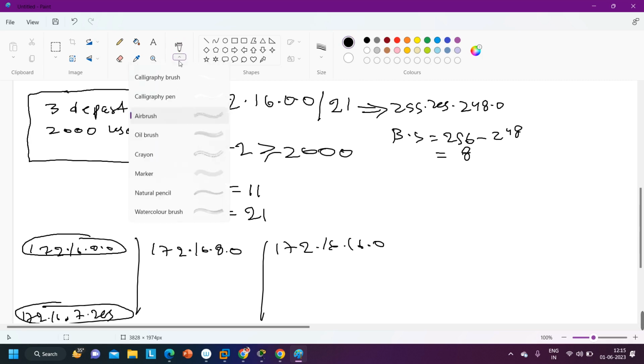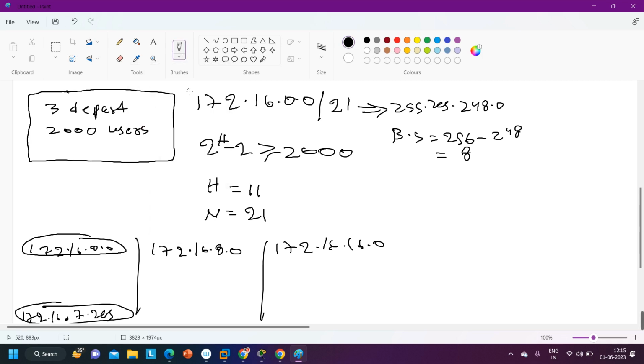The first is the network ID, the last one is the broadcast ID. All IP addresses in the middle are valid IP addresses. 172.16.0.1 is the first valid IP address. The second valid IP address will be .2, .3, till 7.254. Is subnetting clear to everyone now?